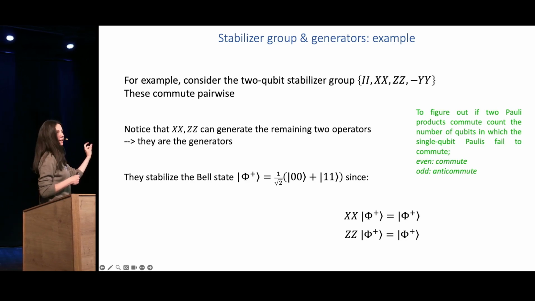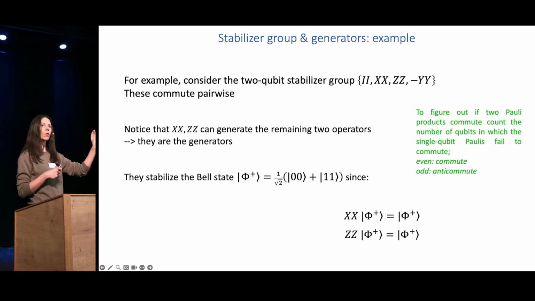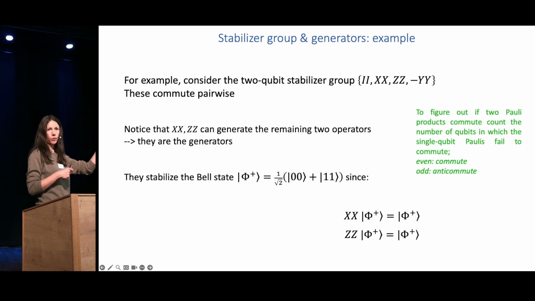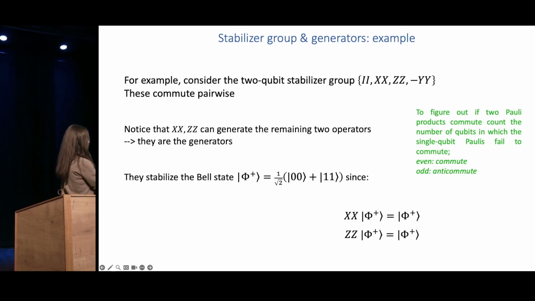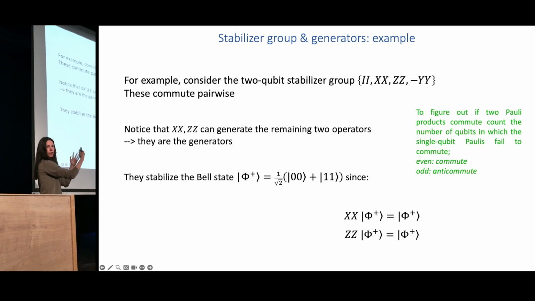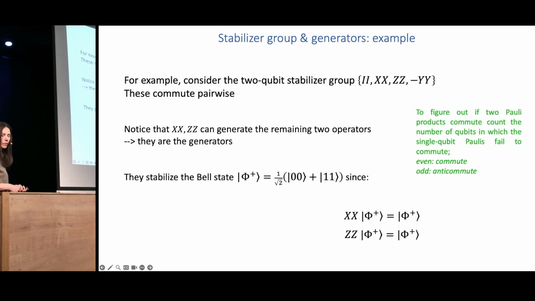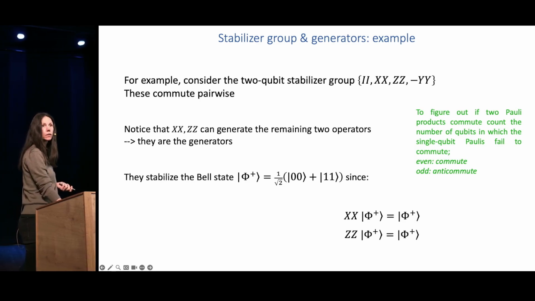Now let's look at XX. If I apply XX on 0, 0, that flips it to 1, 1. And vice versa. If I apply XX to 1, 1, I get 0, 0. So the 0, 0 gives me 1, 1, the 1, 1 gives me 0, 0, and I get back the same state. Right, so these are clearly eigenstates with eigenvalue 1.